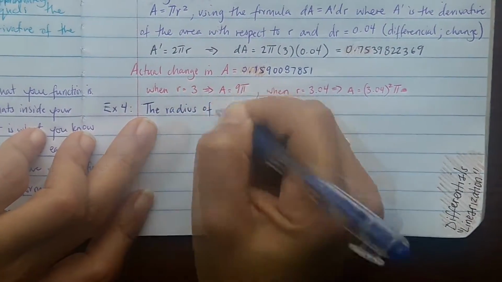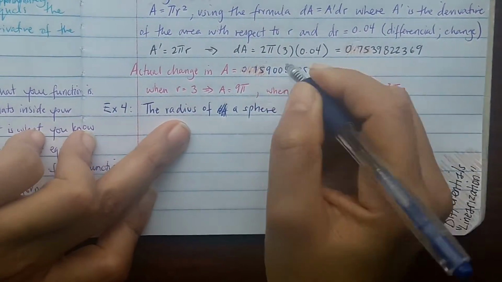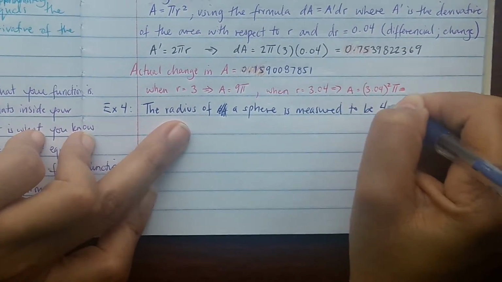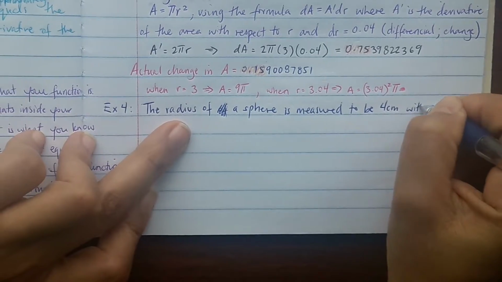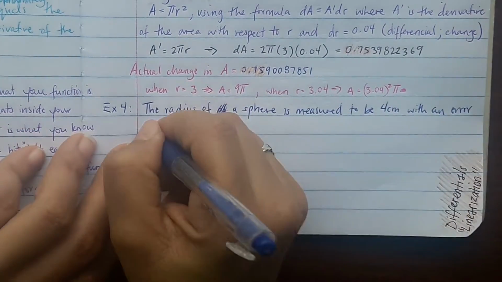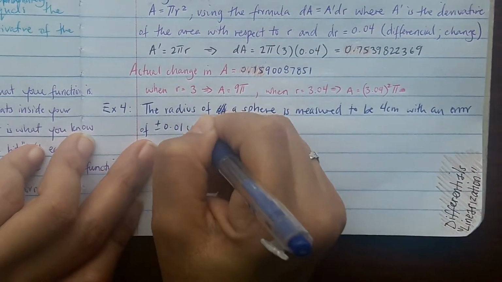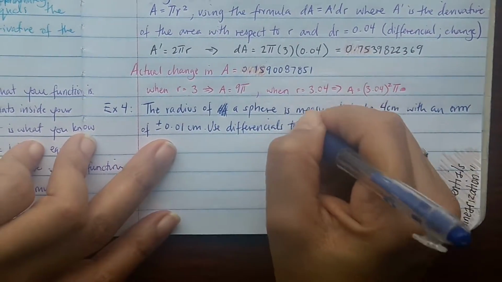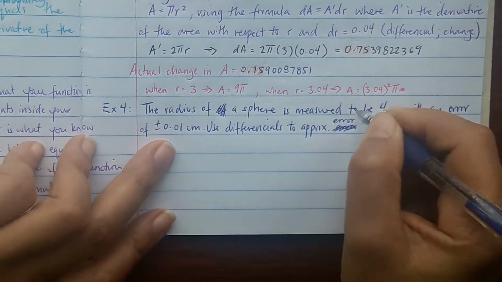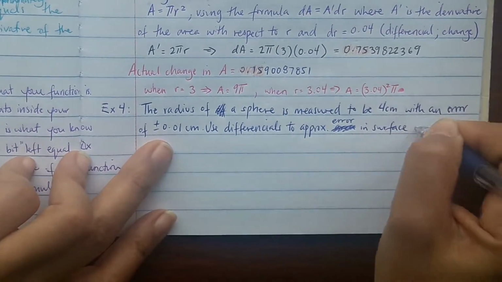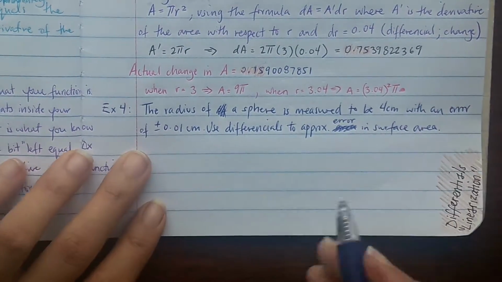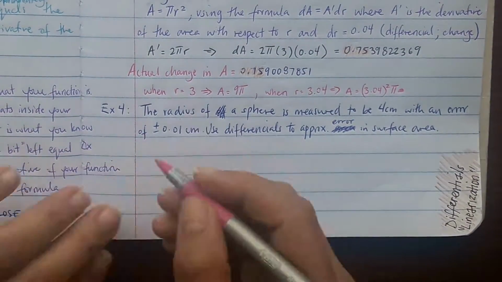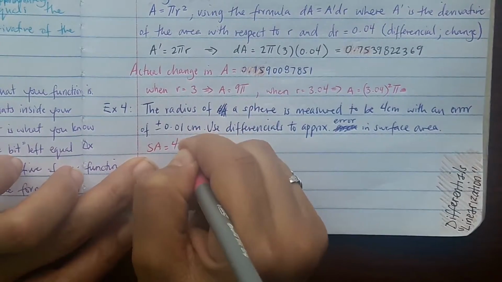Let's take a look at one more example. The radius of a sphere is measured to be 4 centimeters with an error of plus or minus 0.01 centimeters. Use differentials to approximate the error in surface area. So start off with the surface area of a sphere, because that's what we're talking about. Surface area of a sphere is 4 pi r squared. And you have to remember these formulas, you have to memorize them.